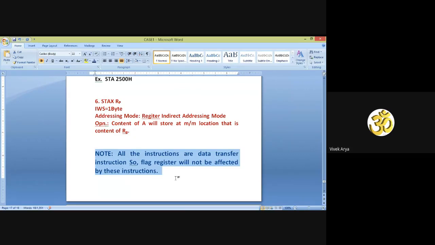You can note it down. In today's class, we have discussed 16-bit data transfer instructions. These 16-bit instructions are data transfer instructions only. So the flag register will not be affected by these instructions. Okay, you have 30 seconds, note it down, and after that I will take your doubts for today's class. Please note down this important note.